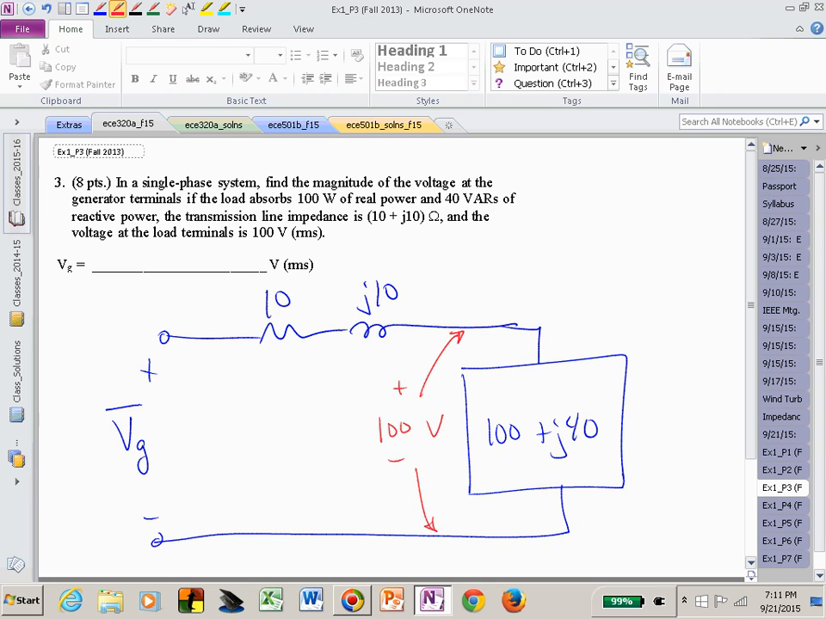Now what do we do? Pardon? S equals V I star, or V I conjugate, and that will give you your current, won't it? Once you have your current, you can use that current to find this voltage drop, and this drop plus this drop gives you V sub G. And you're done. It takes a fair amount of calculation, but that's the strategy for this problem.